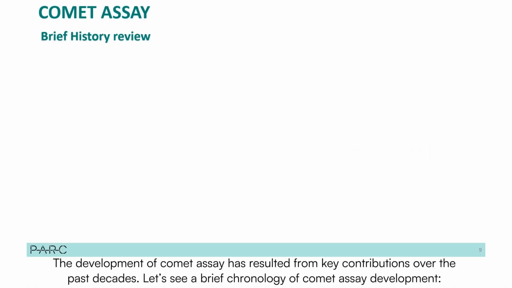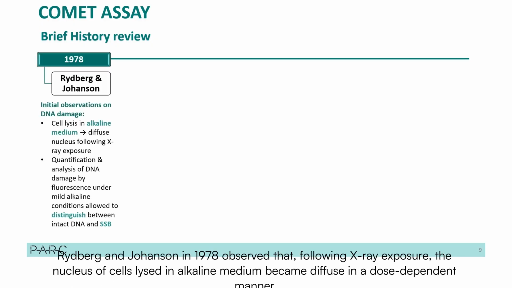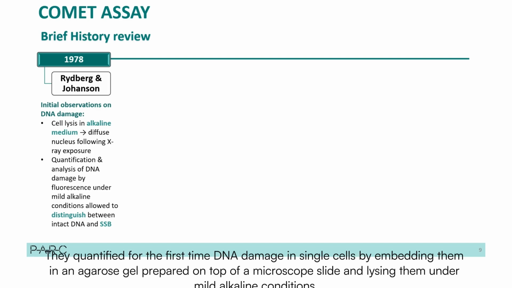The development of COMET assay has resulted from key contributions over the past decades. Let's see a brief chronology of COMET assay development. Breeder and Johansson in 1978 observed that following X-ray exposure, the nucleus of cells lysed in alkaline medium became diffuse in a dose-dependent manner. They quantified for the first time DNA damage in single cells by embedding them in an agarose gel prepared on top of a microscope slide and lysing them under mild alkaline conditions.